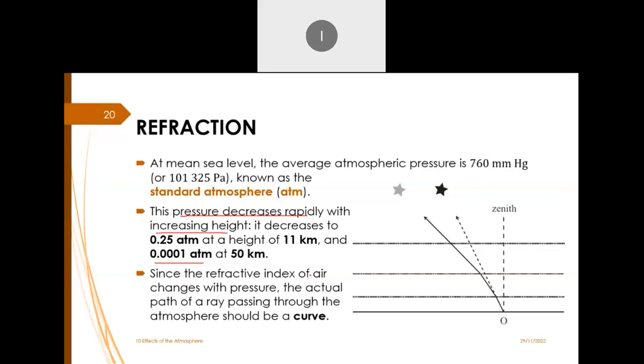Since the refractive index of air, N, changes with pressure, the actual path of a ray passing through the atmosphere should be a curve.